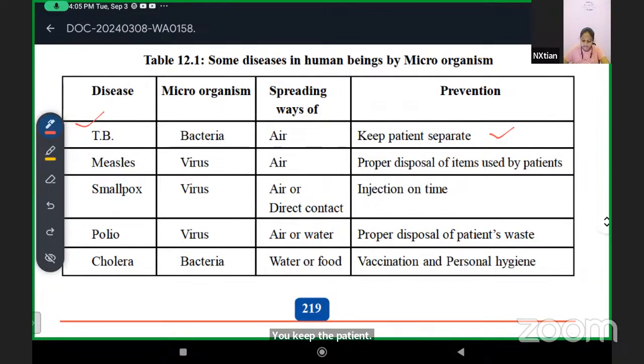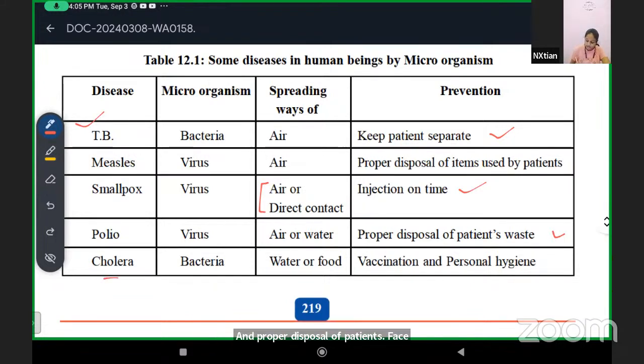Then measles is caused by a virus, another virus through air again, and here the prevention is proper disposal of items used by patients. Then smallpox is also caused by a virus, spread through air or direct contact with a patient, and you can give them injections on time. Then polio is caused by a virus that can come through air or water, and proper disposal of the patient's waste is essential.